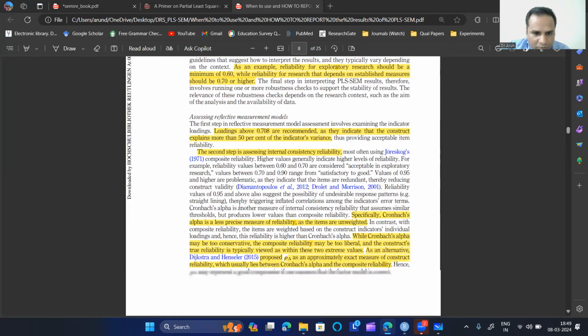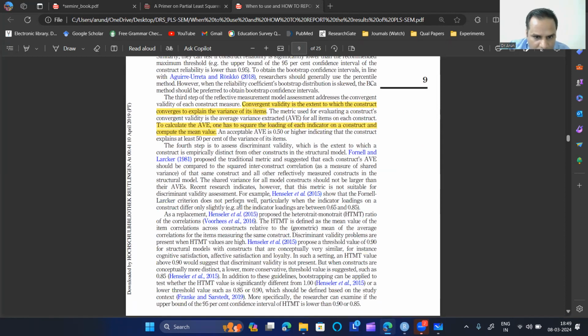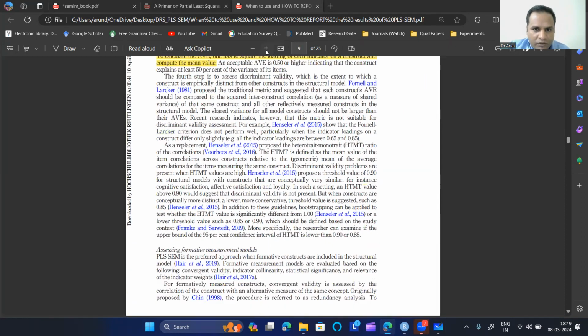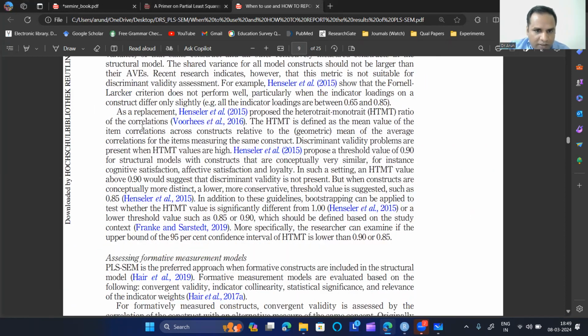So here, assessing reflective measurement models. Here you see, Felix ji, there is a line. Let me read it. As a replacement, Henseler et al. proposed the HTMT ratio of correlations. The HTMT is defined as the mean value of all the item correlations across constructs. This is the formula actually. This is how you need to calculate. There are people who calculate HTMT manually also. You can write the formula and calculate using Excel, but I'm not going into all those things because we want to publish a paper and we want to come to the logic.